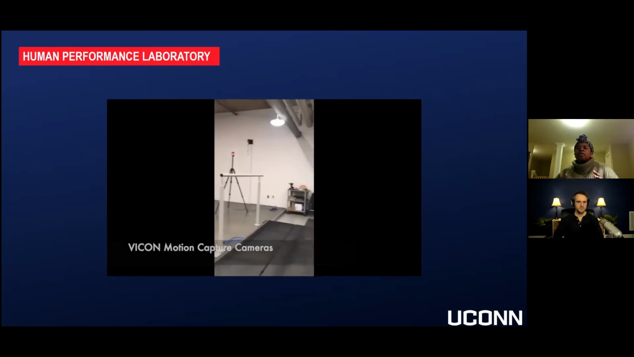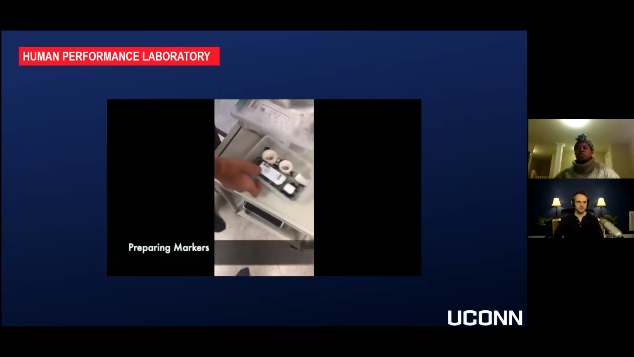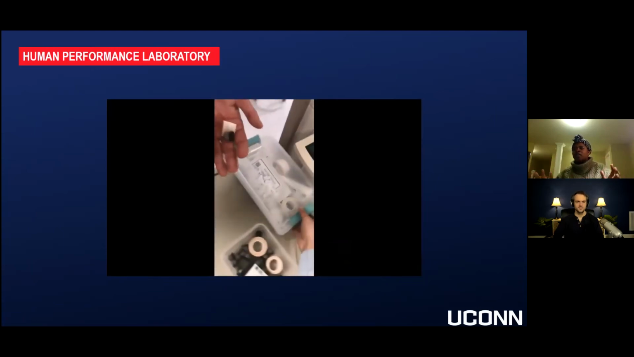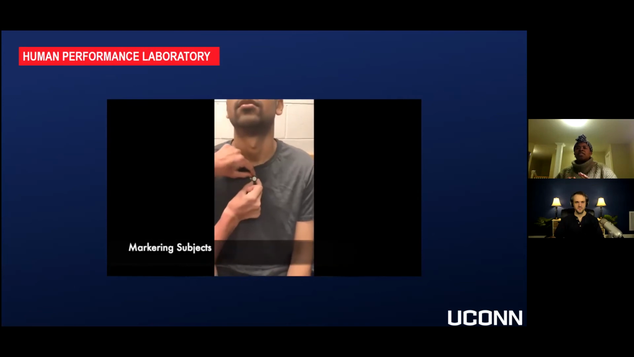What's great about this 12-camera system is, have you ever seen video games where the people put on the spandex and they put the dots on them and they run around? That's the same technology we use in our lab. So here's just a video. We wouldn't necessarily put a marker on a shirt, since it moves, but for thematic purposes, it works.